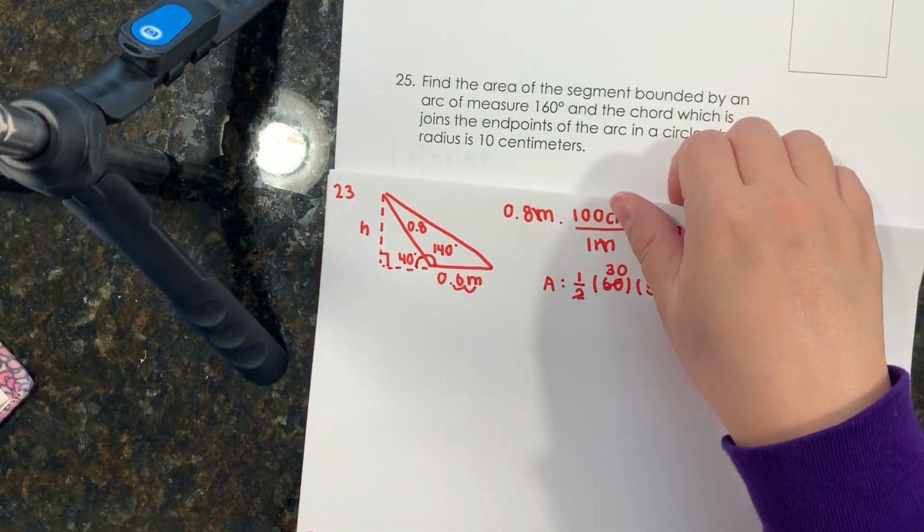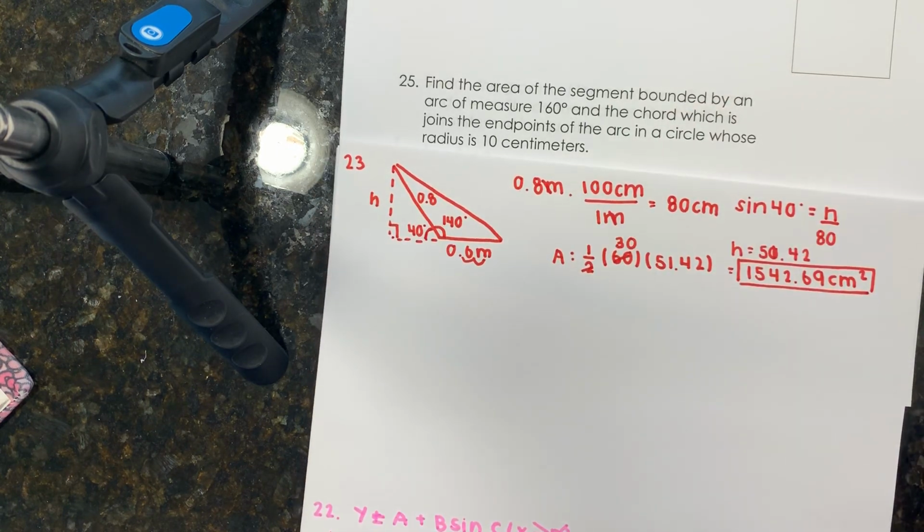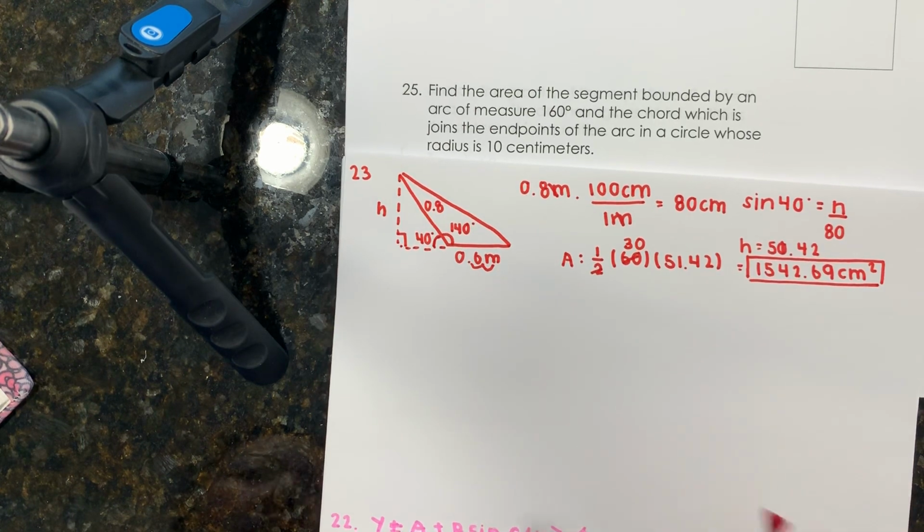Okay. Now for number 25, we have to find the area of a segment bounded by an arc of 160 degrees and a chord which joins the endpoints of an arc in a circle whose radius is 10 centimeters.